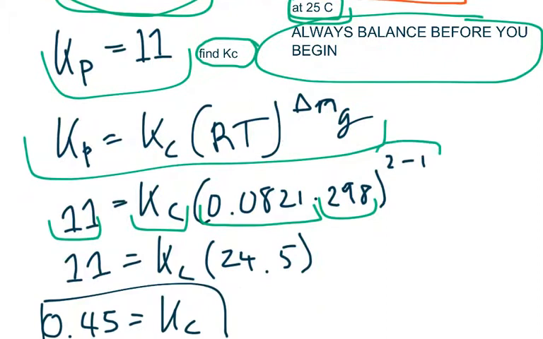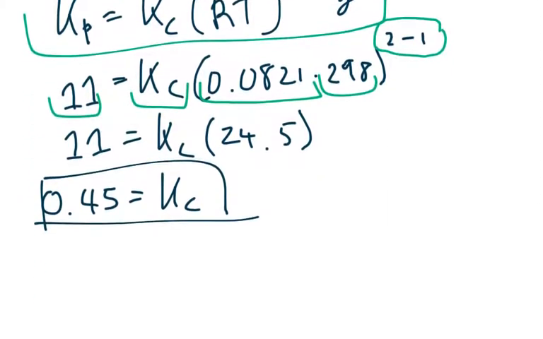So, that's why we have 2 minus 1 here, and you simplify it, and you get that 11 is equal to Kc times 24.5 to the first power. Now, we can rewrite this, and we can conclude that Kc is equal to 0.45.